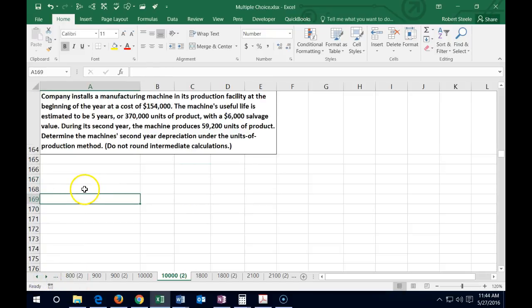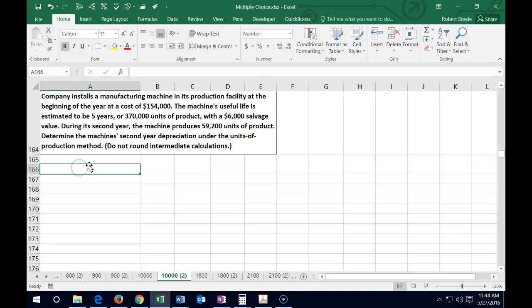Next one says that a company installs a manufacturing machine in its production facility at the beginning of the year at a cost of $154,000. The machine's useful life is estimated to be 5 years or 370,000 units of product, with a $6,000 salvage value. During its second year, the machine produced 59,200 units of product. Determine the machine's second year of depreciation under the units of production method.